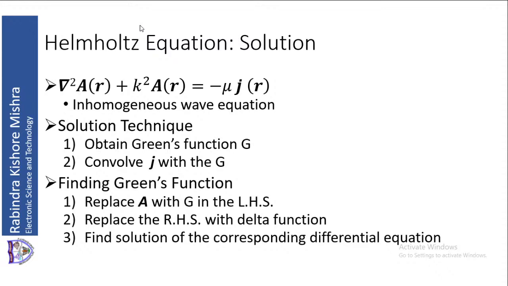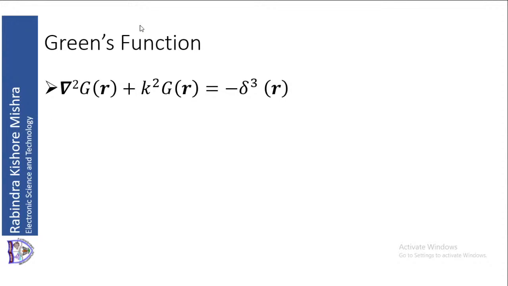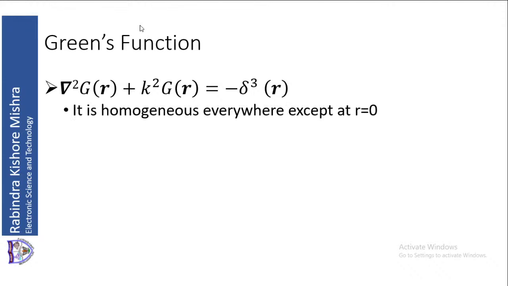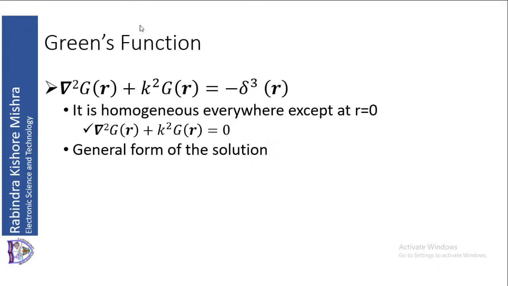So what will be the differential equation? That will be del square G plus k square G, where A has been replaced by G. The right hand side is equal to minus delta of R, a 3D delta function. This is the differential equation for the Green's function. Now this is homogeneous. The right hand side is equal to 0 everywhere except R is equal to 0. Therefore this is a homogeneous equation everywhere except R is equal to 0.